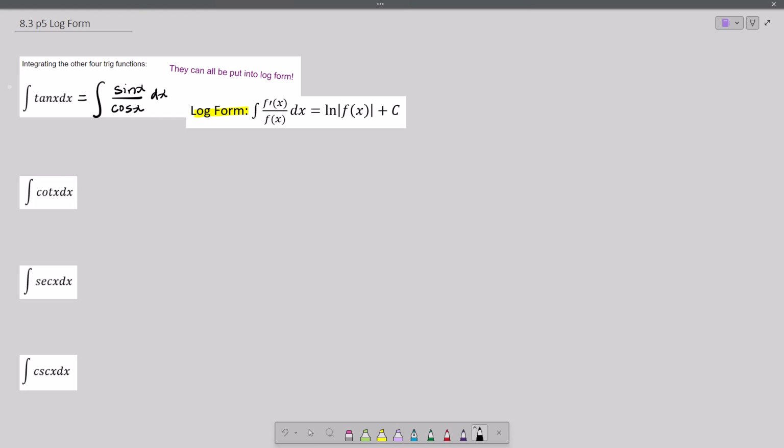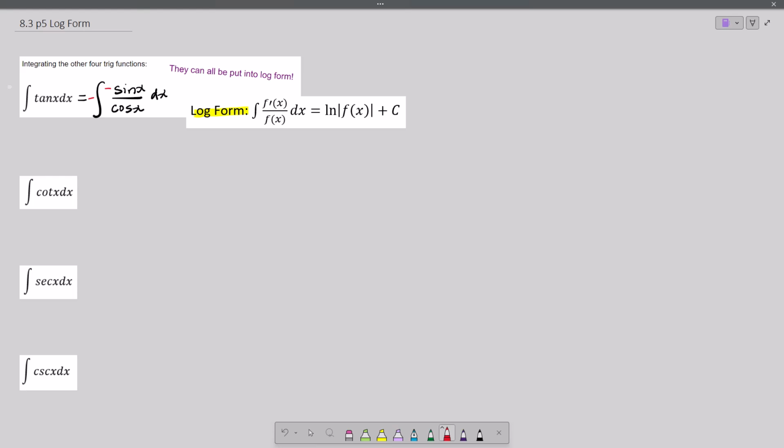Is that in log form? Yes. Super close. It's not quite log form though. What's the derivative of the denominator? Negative sine. So we just have to do a little massaging. We make it negative sine by putting a negative up on top. But if we put a negative up there, we have to balance it out by putting a negative on the outside so that we're not changing the value. We're just changing the way it looks.